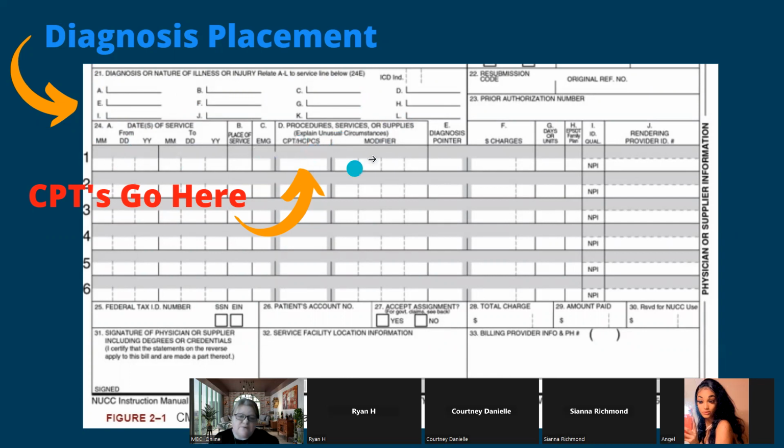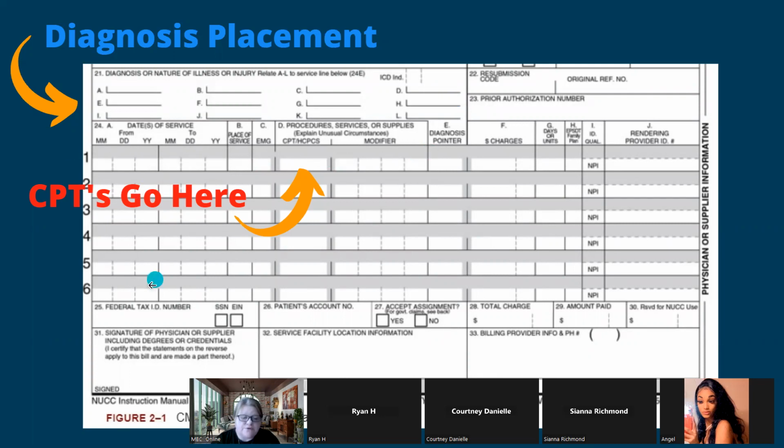Your CPT, when we get to our CPT manual, those codes are going to be listed here, okay? Each CPT code gets its own row. And each date of service also gets its own row if you're filing multiple dates of service. But, so diagnosis codes in box 21 and CPT codes, procedure codes are on their claim lines.